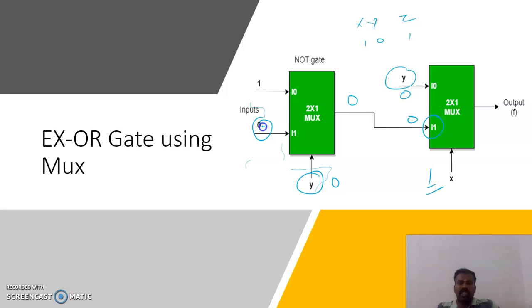Sorry, one small change in the input. So yes, it is the correct one. For the 0 condition, it will not select this input. It will select the other input. So here 1 will come, and this is 1 will come, and for the x is equal to 1 condition, it will select this value, so output 1 will come.